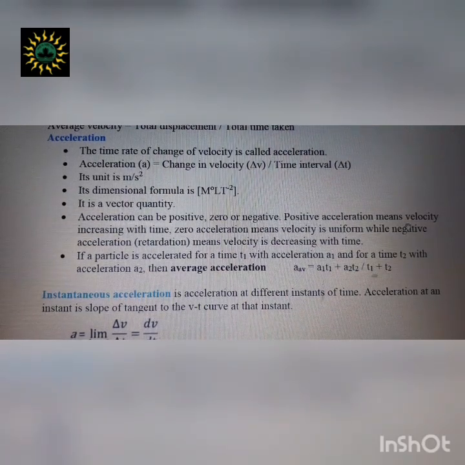So in that case, if there is an increase in velocity with respect to time, that will give a positive acceleration. If there is a decrease in velocity in a certain particular interval of time, in that case you will get the negative acceleration. And if the velocity doesn't change during a particular interval of time, suppose during the 10 seconds the velocity remains same, so acceleration is 0, no change in velocity.